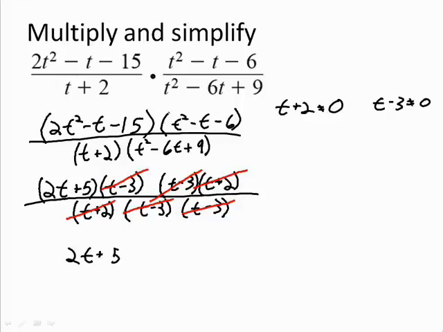Solve each equation for t. In the first one, subtract 2 from each side. T cannot be equal to negative 2. In the second one, add 3 to each side. T cannot equal 3. So the simplified expression is 2t plus 5, where t is not equal to negative 2 and t is not equal to 3.